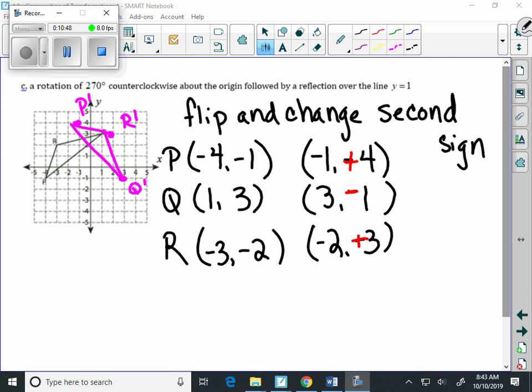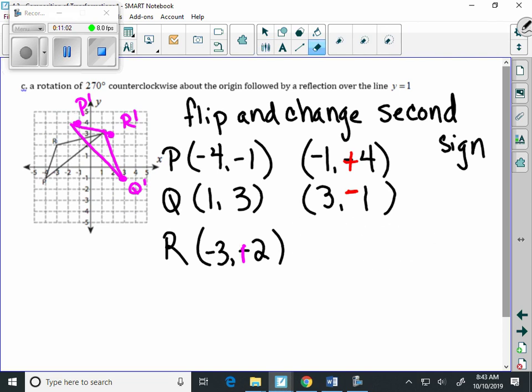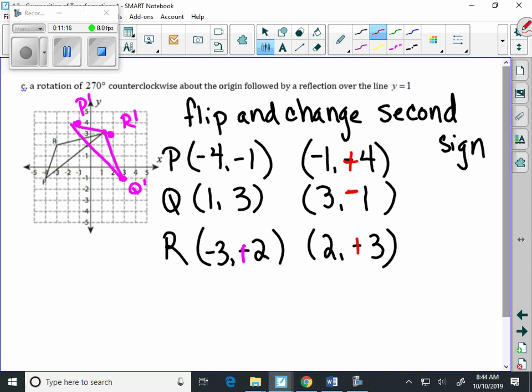Had a tiny mistake on the ordered pair, so let's go back and fix that. Easier for you conceivably than for me, but this is really a positive. It's -3, +2. So when we flip this around, this becomes 2, -3. So we flipped it, and then we need to change the second sign. So it's 2, 3. And I happened to graph R in the right place, even though I had my ordered pair wrong. I'm not sure how that happened, but luckily that part did work for me.